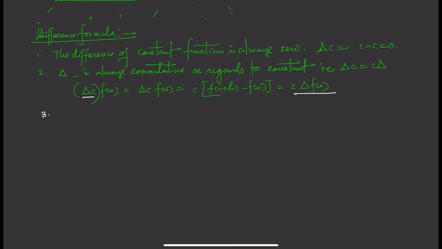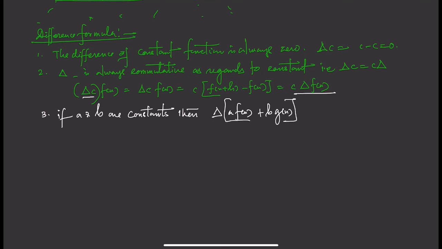Number 3: if a and b are constants, then Δ of a f of x plus b g of x is nothing but a into Δ of f of x plus b into Δ of g of x. We can write it like this. This is the distributive property.